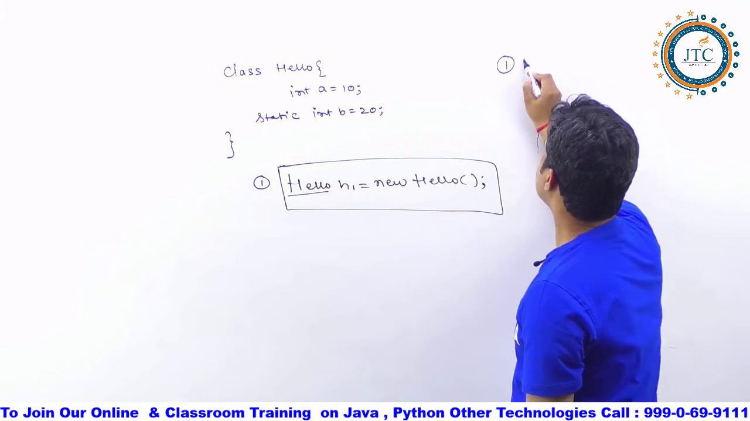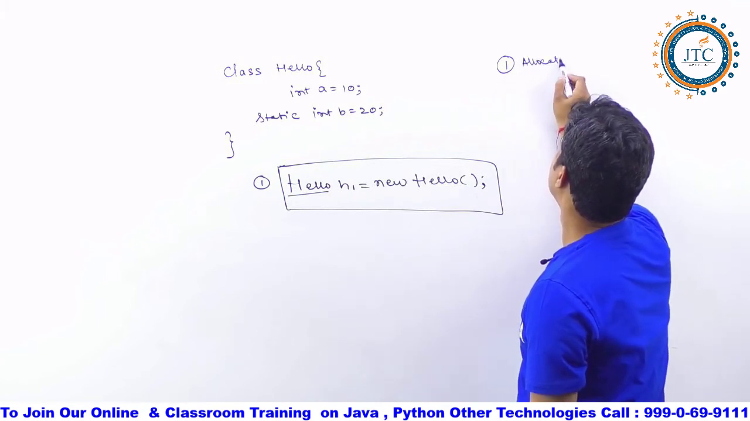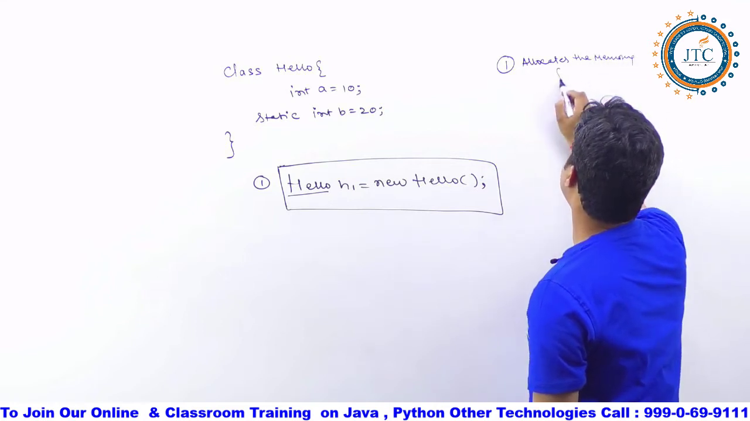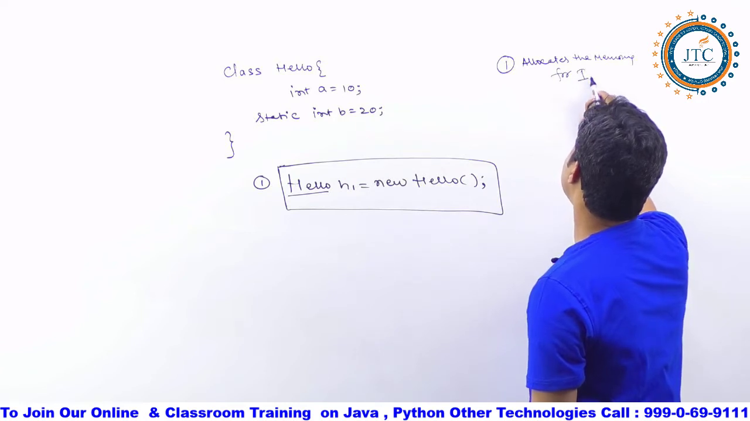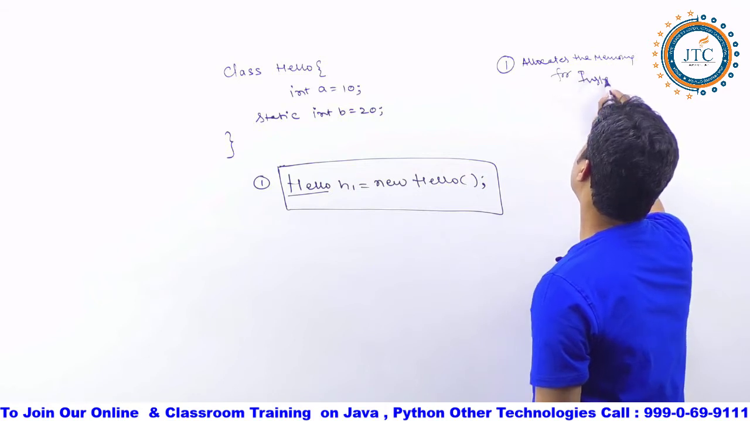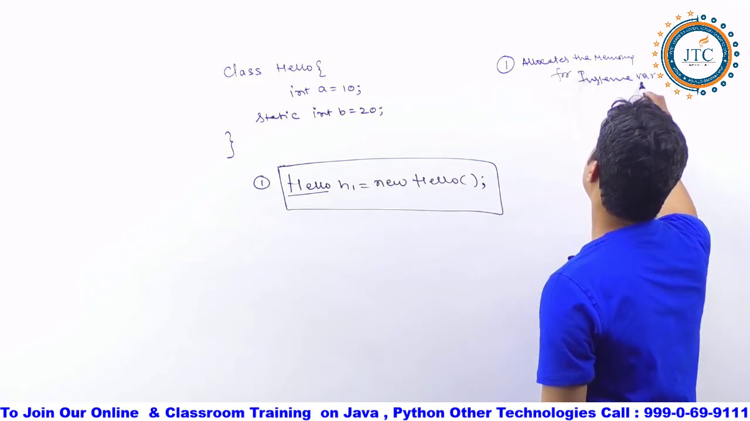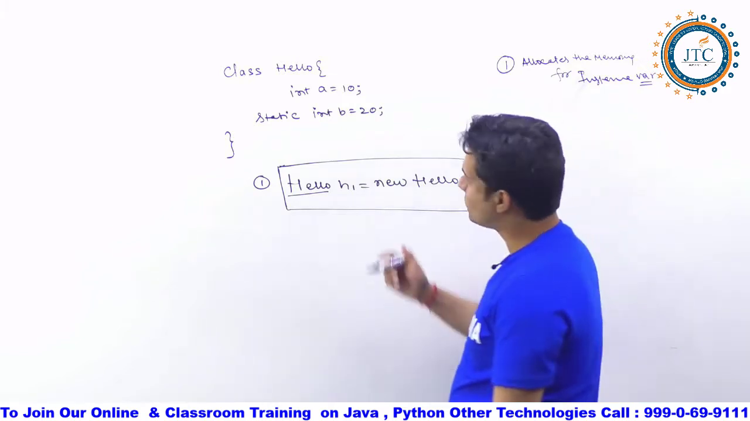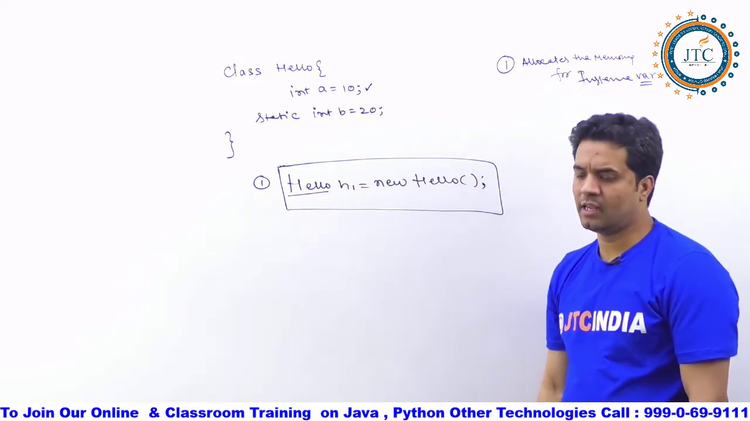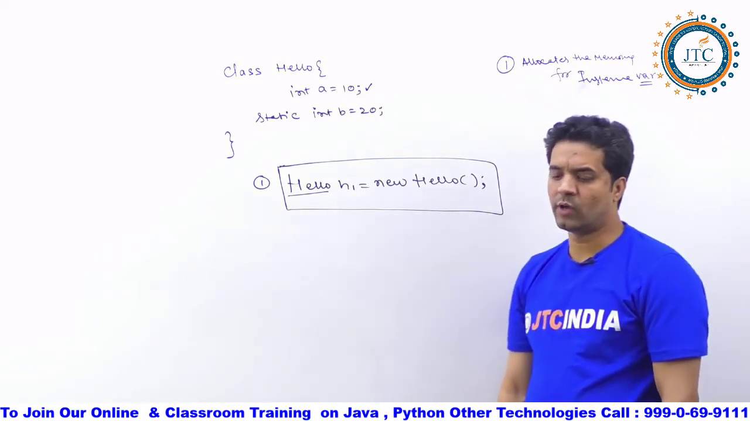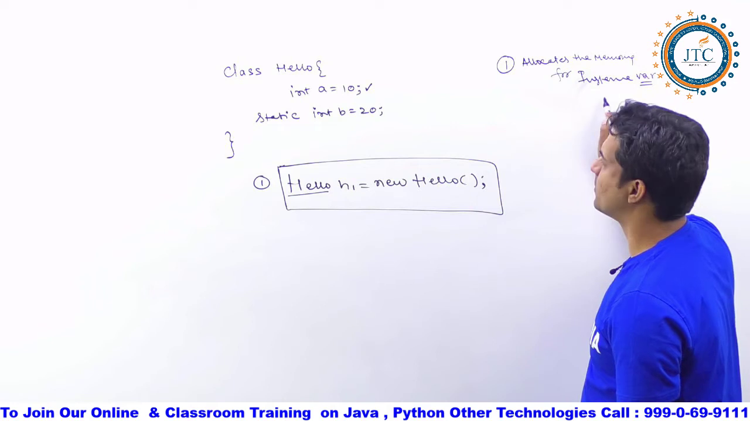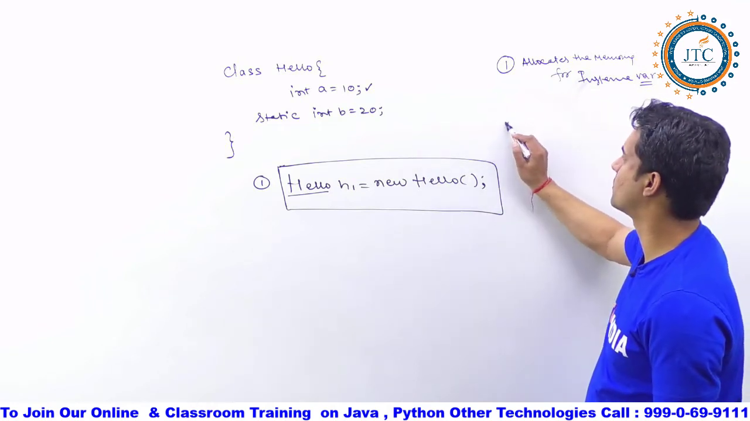Allocates the memory for the instance variable of the class, if any. Whatever instance variable you have. So here the instance variable is A. This is your instance variable. So for this instance variable A, it is going to allocate the memory. When is it going to allocate the memory? At the time of object creation, it allocates the memory for this. First it is allocating the memory for this.